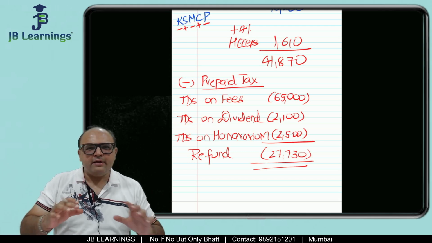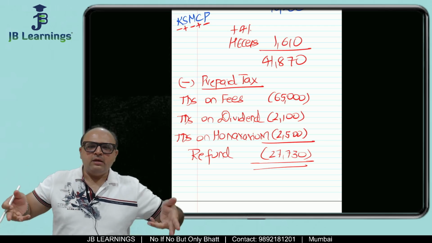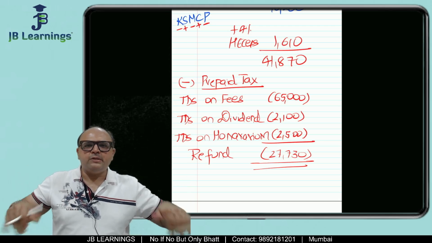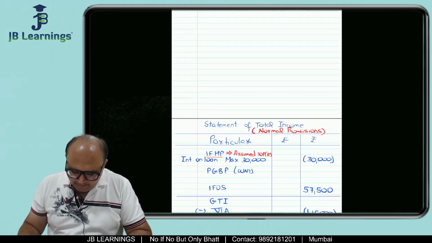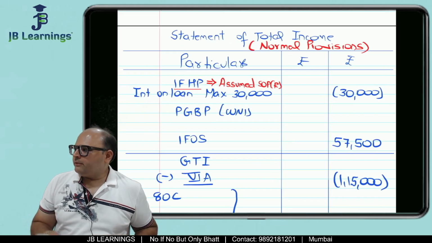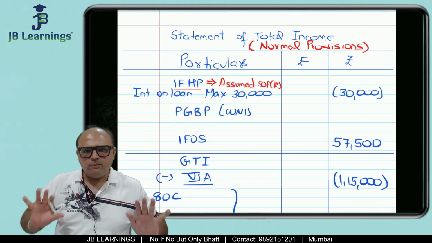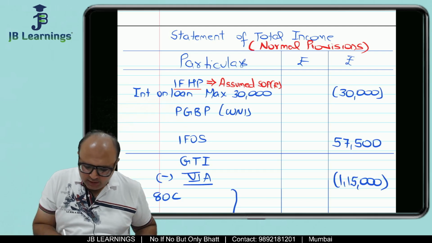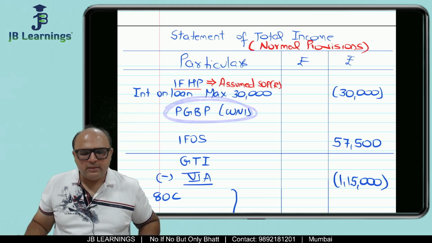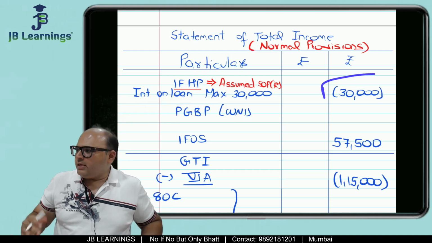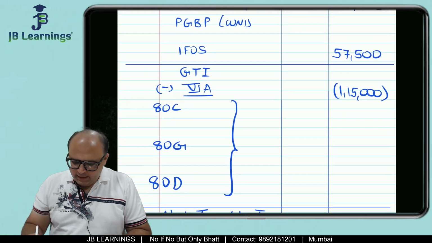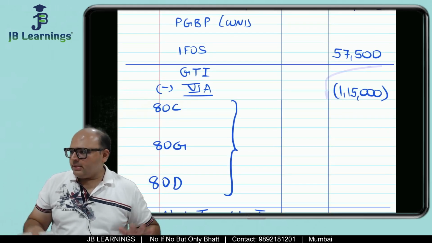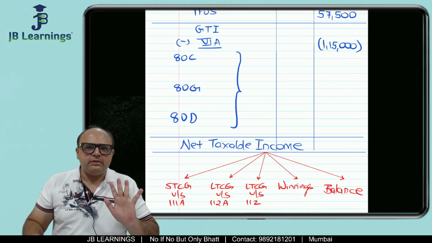Now second part, they are asked what if you compute everything, but now in PGPP if presumptive basis has been taken. So see, what we can do is, I have done this statement of total income again as per normal provisions, only in PGPP we have to take presumptive basis. So house property we will directly write 30,000. EFOS will also be same. Then this chapter 6A will also remain same. Only PGPP will change, friends.